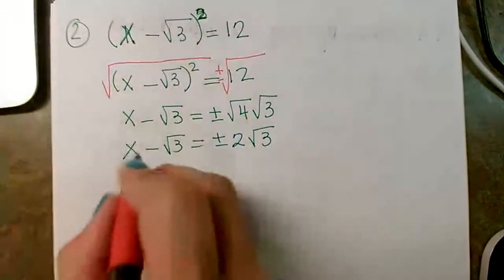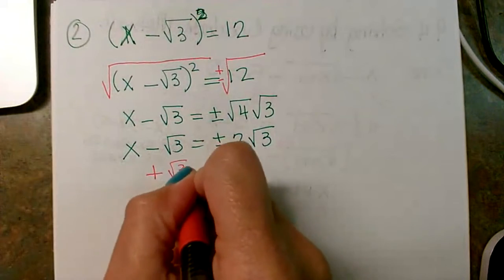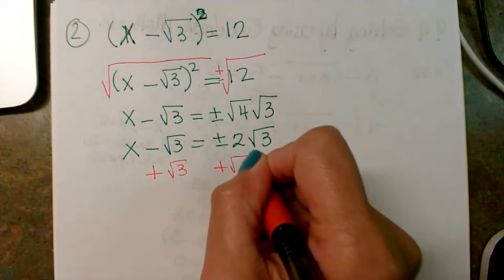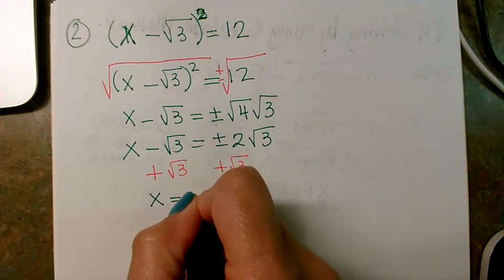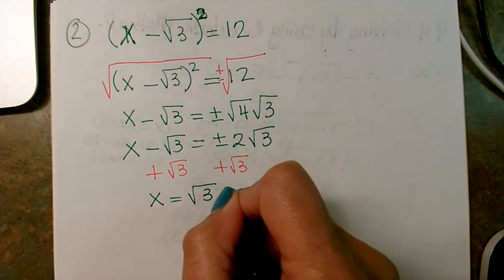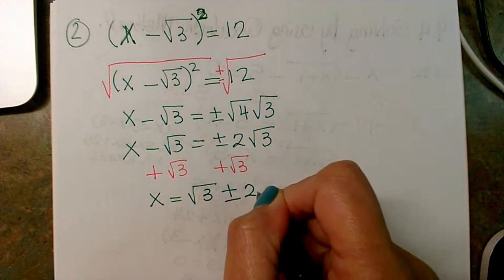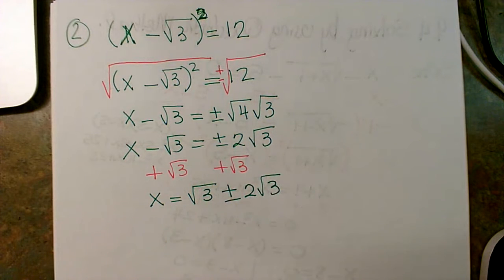Now I'm going to add this on both sides. So I get x is equal to square root of 3 plus or minus 2 square root of 3.